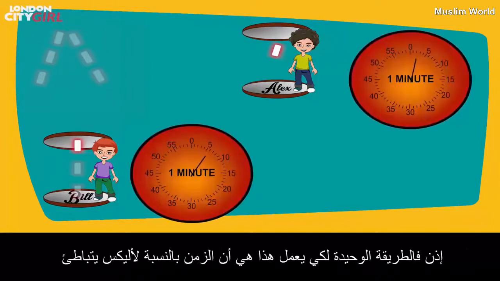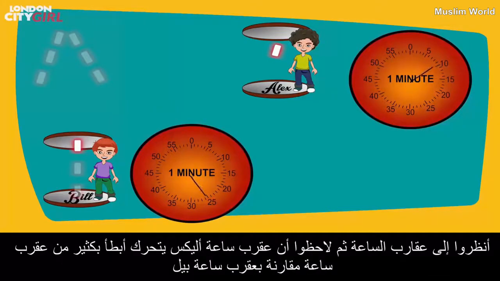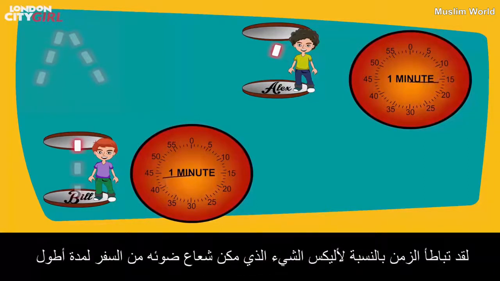Well, the only way for that to work is if time for Alex slows down. Look at the clock hand. Notice how Alex's clock hand is moving much more slowly compared to Bill's. Time for Alex has slowed, which allows his light beam to travel a greater distance.